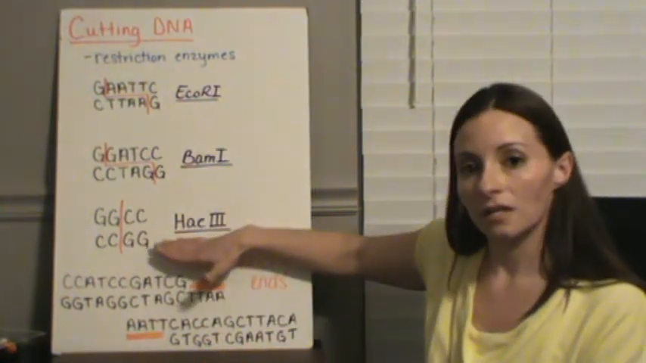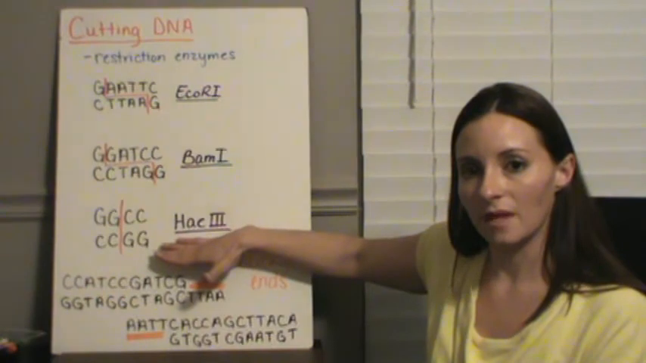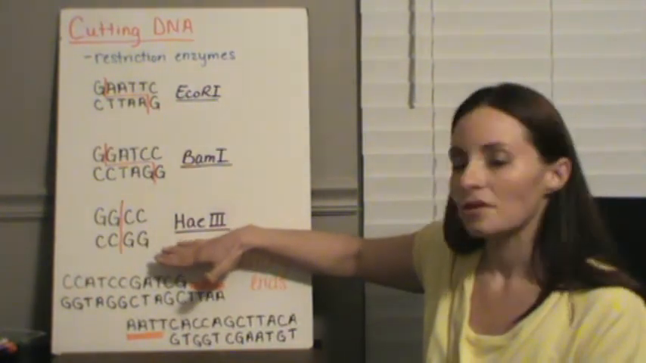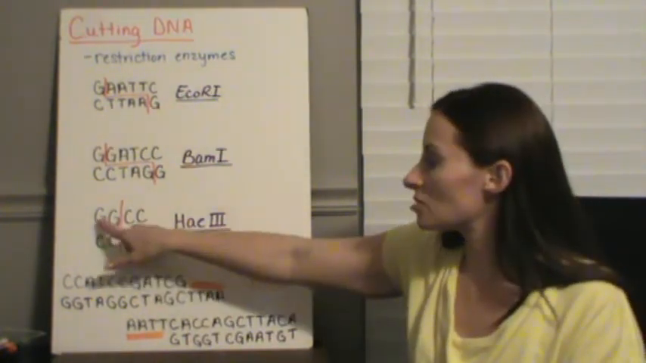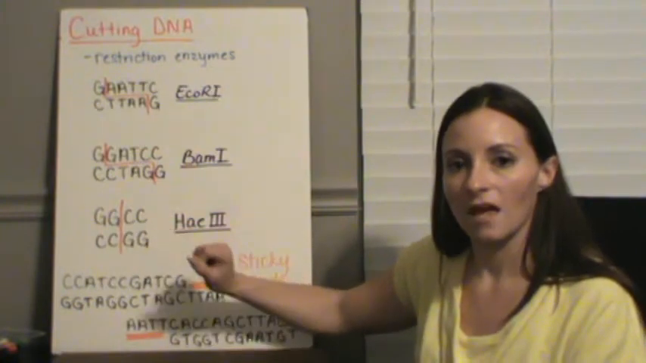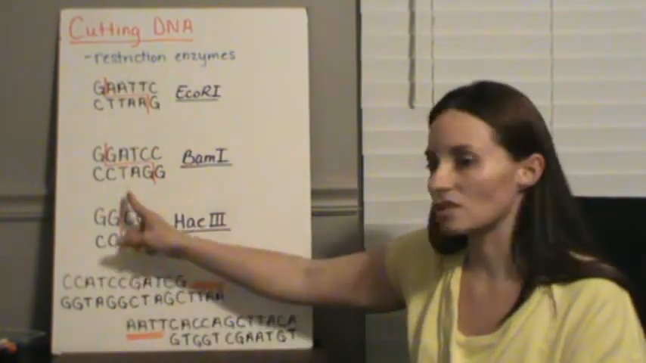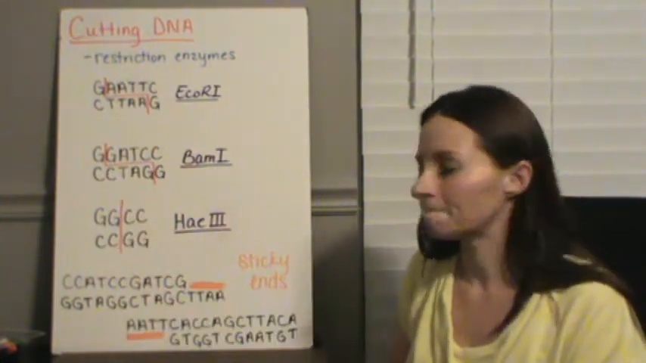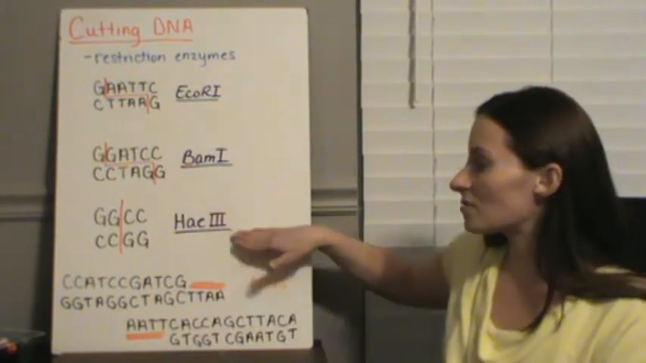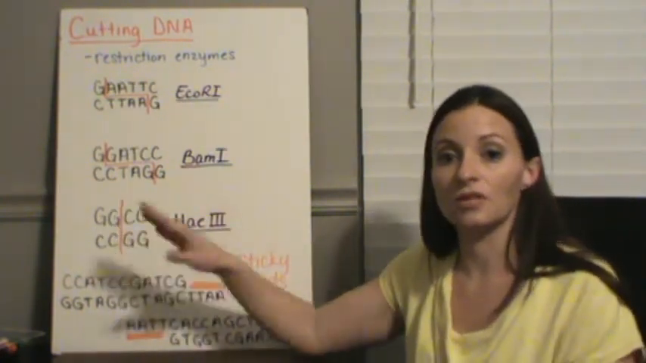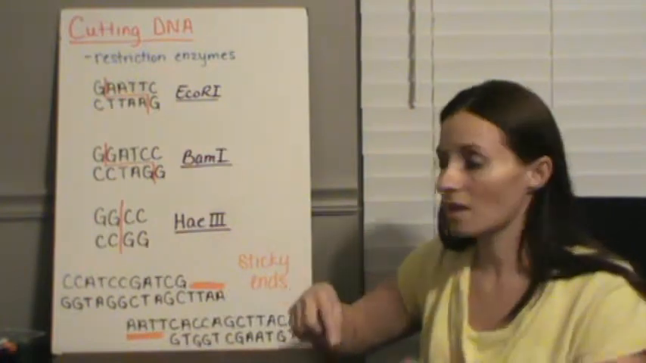The HaeIII enzyme reads for the bases GGCC, and what it does is it cuts between the G's and the C's. Okay. So this one makes a straight cut, and there's no ends left over.